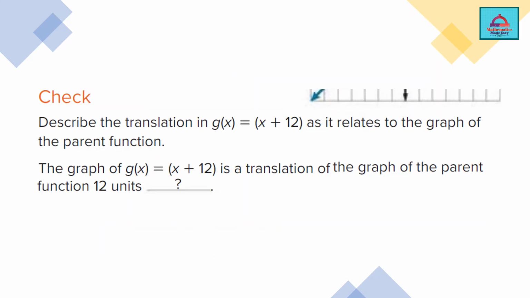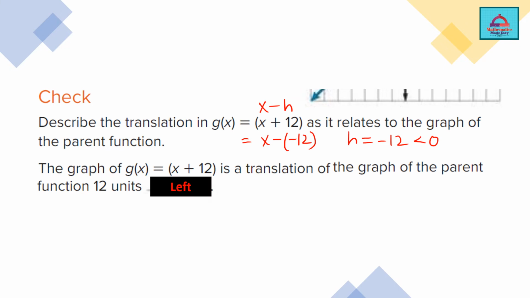Let's do a check question. Describe the translation in g of x equals x minus of minus 12, which can be written as x plus 12. So you compare it with x minus h. So how much is your h? It is negative 12, less than 0. So which direction is it going to move? It is going to go to the left side. This is an example of horizontal translation because you see the brackets and x and h are grouped together.